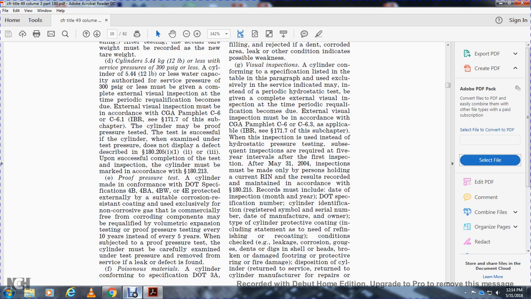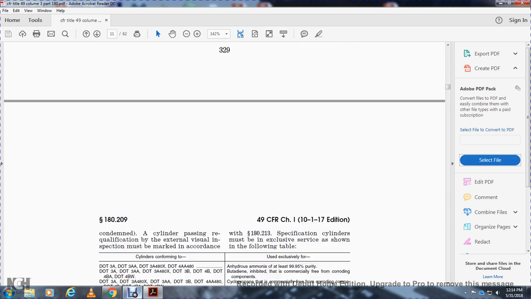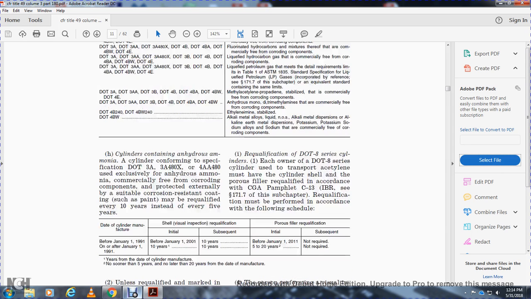Cylinders returned to service, returned to the cylinder manufacturer for repairs, or condemned must pass requalification. The external visual inspection must be in accordance with 182.13, but the cylinders must be used exclusively as shown in the following table.